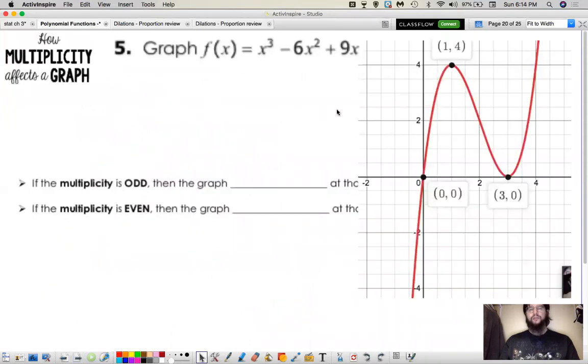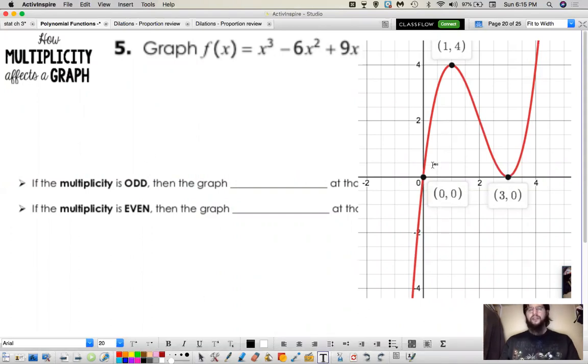What's going on at those zeros? So if we look at the 0, it's just going right through it, no problem. But if we look at 3, it's bouncing off of there. You see that? So depending on who your teacher is, this is usually called cross. That's what they call that. If it's an odd multiplicity, it's going to cross through your axis. Depending on who your teacher is, though, here they might say touch, or they might say bounce.